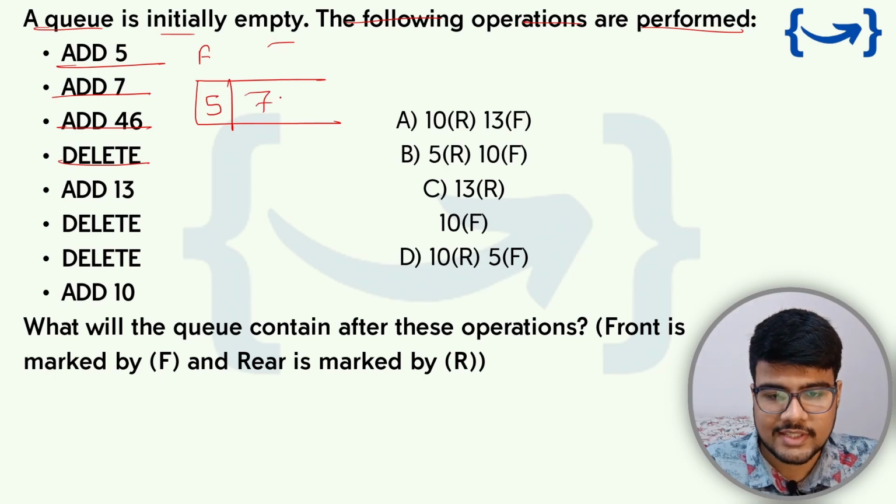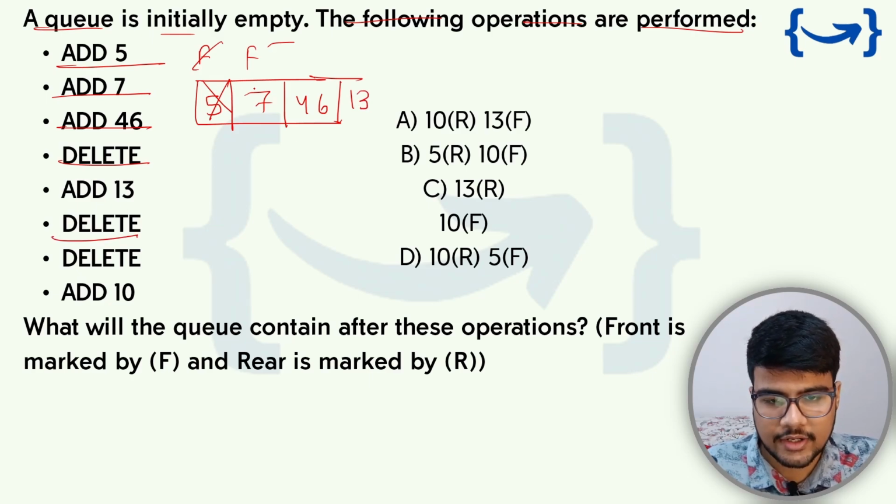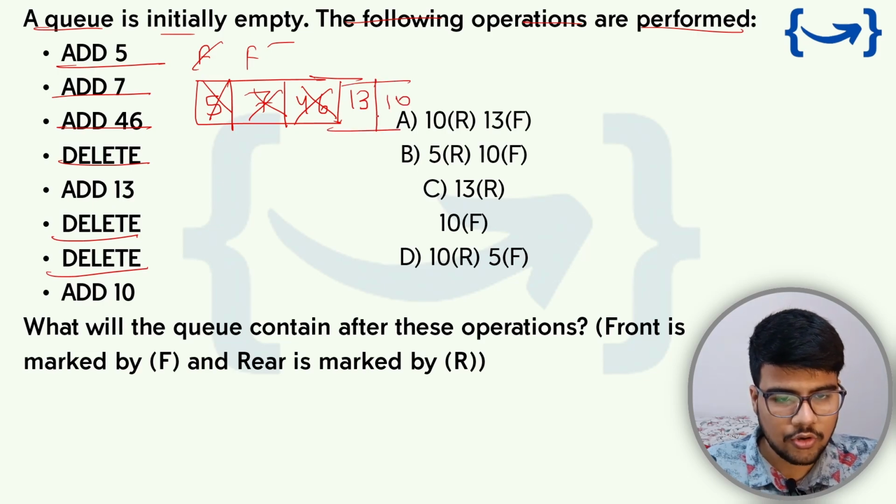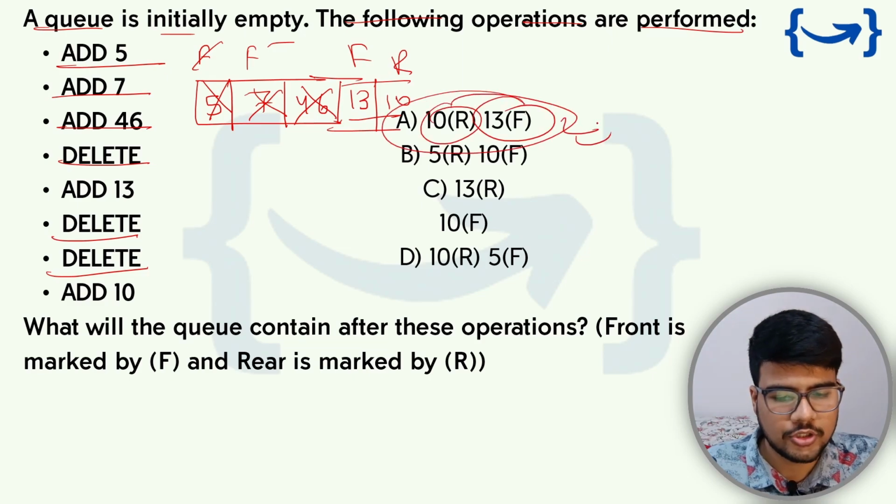So 5, 7, then we have 46, then we need to delete. Whenever we want to delete from a queue, we delete from the front, and front would be incremented here. So if 5 has been deleted, now 13 comes into the picture. So 13, now delete, again 7 will go off, delete, 46 will go, add 10, so we have 10 here. Okay, so 13 and 10. 13 is in the front, 10 is on the rear, and A is the right option of this problem.